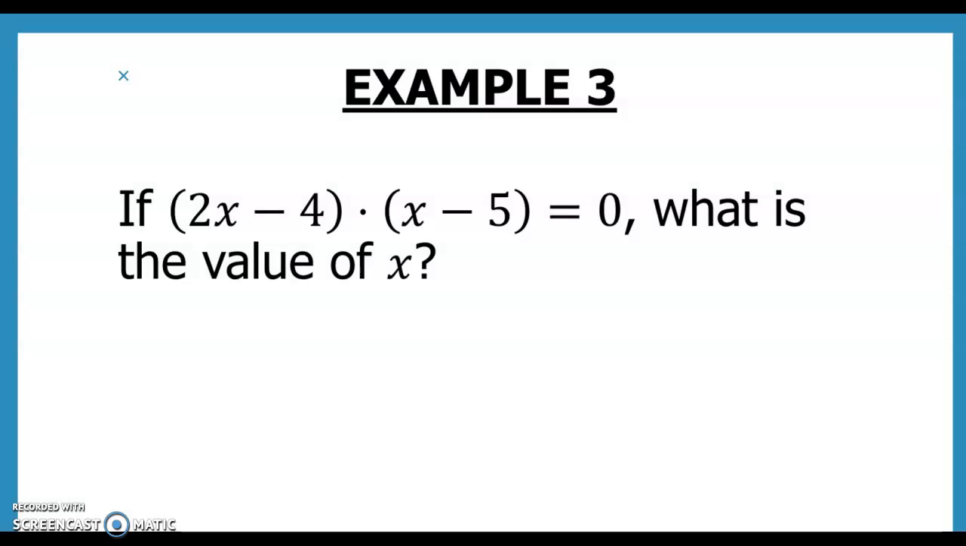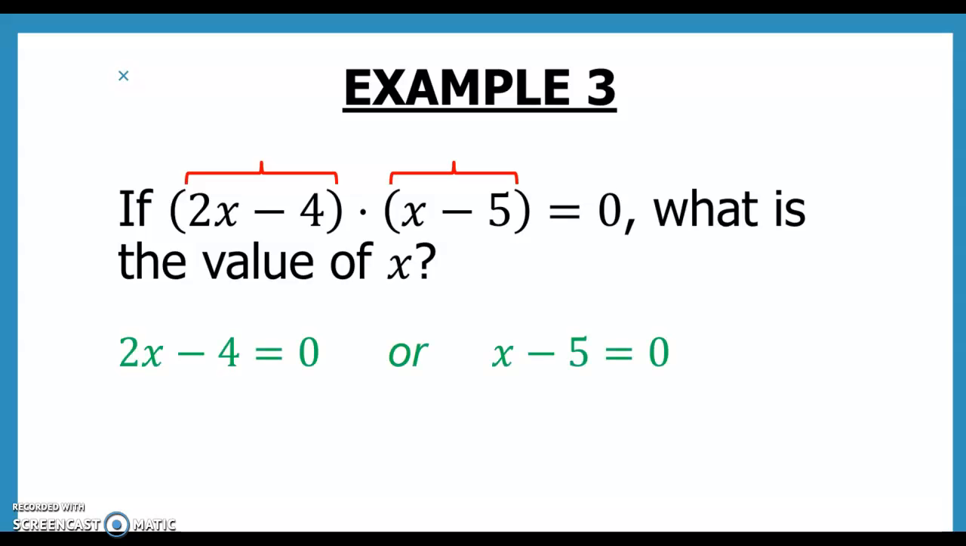Example 3. This one's a little bit different. It's still two numbers that are being multiplied together, but the equation is a little bit more complex than it was before. So I have either 2x - 4 = 0 or x - 5 = 0. Not really too much more complicated to solve. I'm going to use my equation solving strategies.